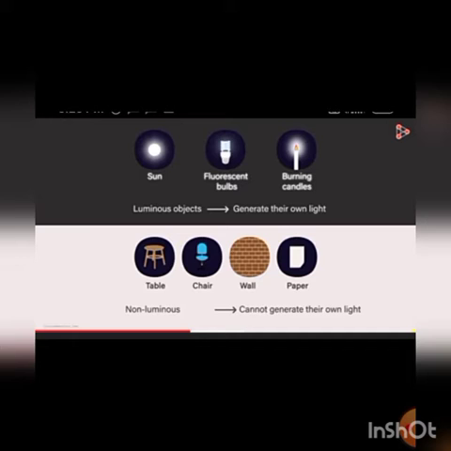Some objects generate their own light, that is called luminous object. Example: sun, fluorescent bulb, burning candles. Another one, non-luminous object. Some objects cannot generate their own light, that is called non-luminous object. Example: table, chair, wall, paper.